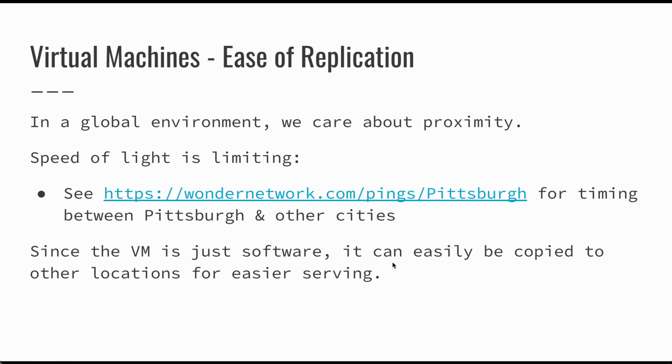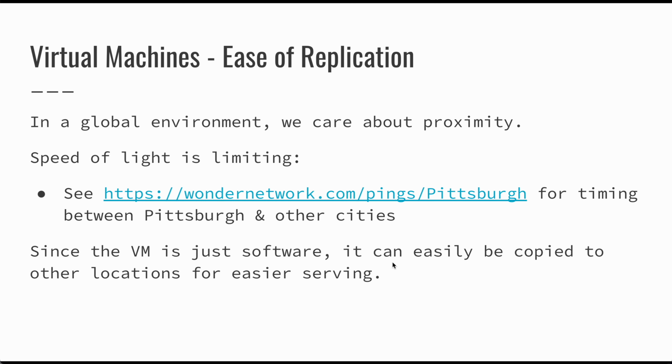Now, this ease of replication is worth thinking about a little bit further, because in a global environment you're going to care a lot about proximity. Basically what we mean there is that where your users are versus where you're serving the request is actually pretty important, because we're limited by the speed of light. Even though we think of light as traveling very quickly, it's still a cap on how quickly we can communicate across the world. And the next slide is going to have a sample of this wondernetwork.com table that shows you from Pittsburgh how long it takes to communicate to other places.